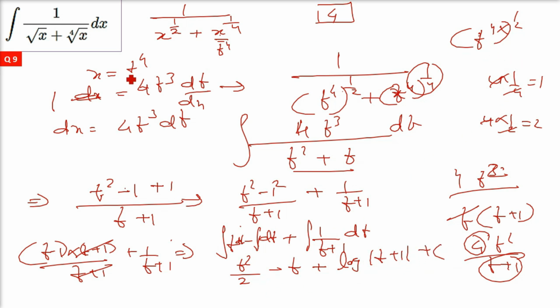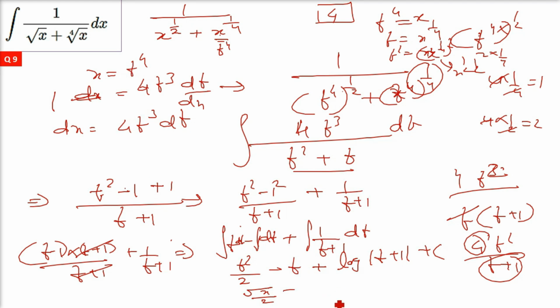Now come here. T raised 4 is x. So t is x to the power 1 by 4. So what is t square? 2 into 1 by 4. So when you take this t square, it will be what term? 2 into 1 by 4 is 1 by 2. So it will be x to the power half. X to anything to the power half is root only. So this is under root x divided by 2 minus, and what will be t here? X to the power 1 by 4. So 4th root of x you can write. Plus log again under root x, 4th root of x plus 1 plus constant of integration.